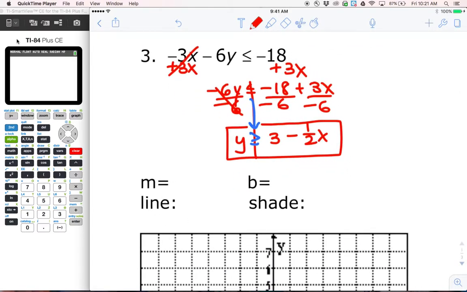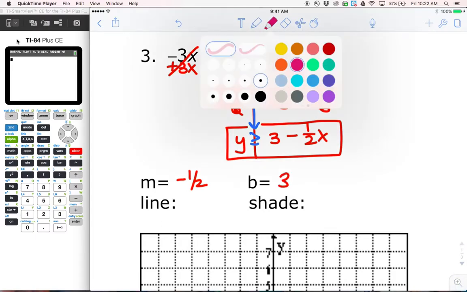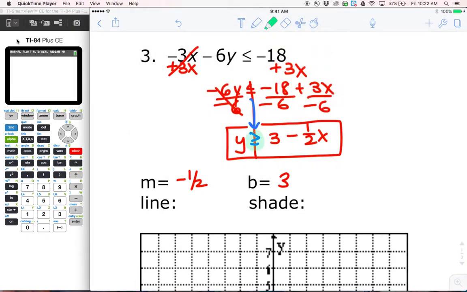All right. Here we go. My slope is negative 1/2, the number with x. My y-intercept is 3. We are looking here to decide where to shade. All right, so it has the or equal to line under it, so it's going to be a solid line this time. And it's a greater than sign when we finished. Remember, when we finished, not here. So we're going to go ahead and shade above this line.